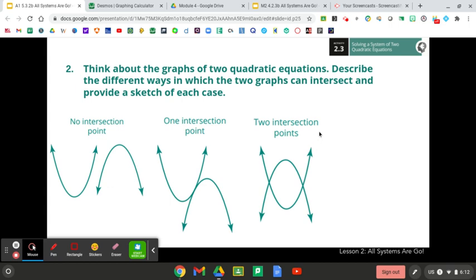And then there's actually a fourth possibility, that they could be the same graph, just a slightly different version of the same quadratic function. It could be coincident, meaning every point on one graph is the exact same as every point on the other. And in that case, there would be infinitely many solutions to the system.